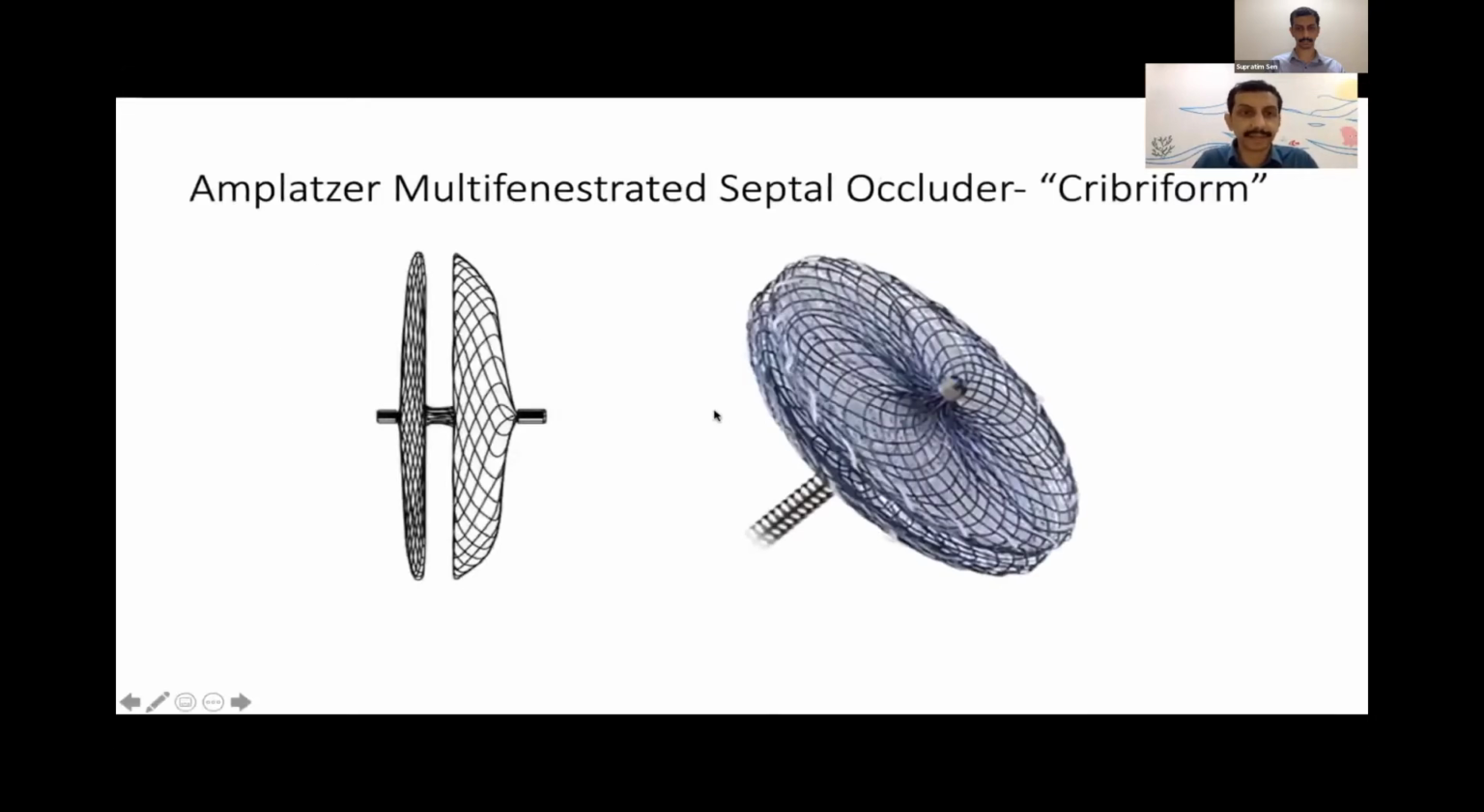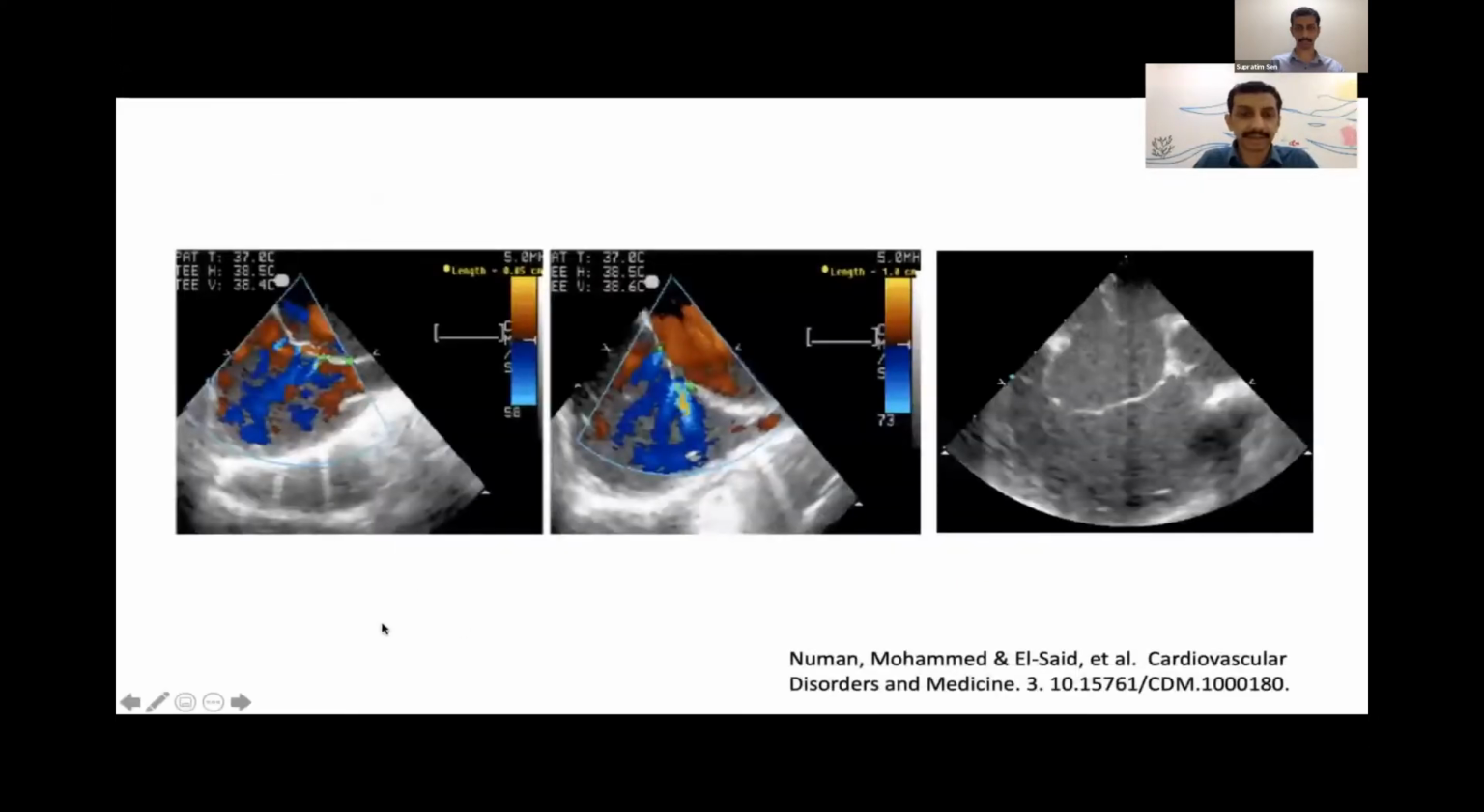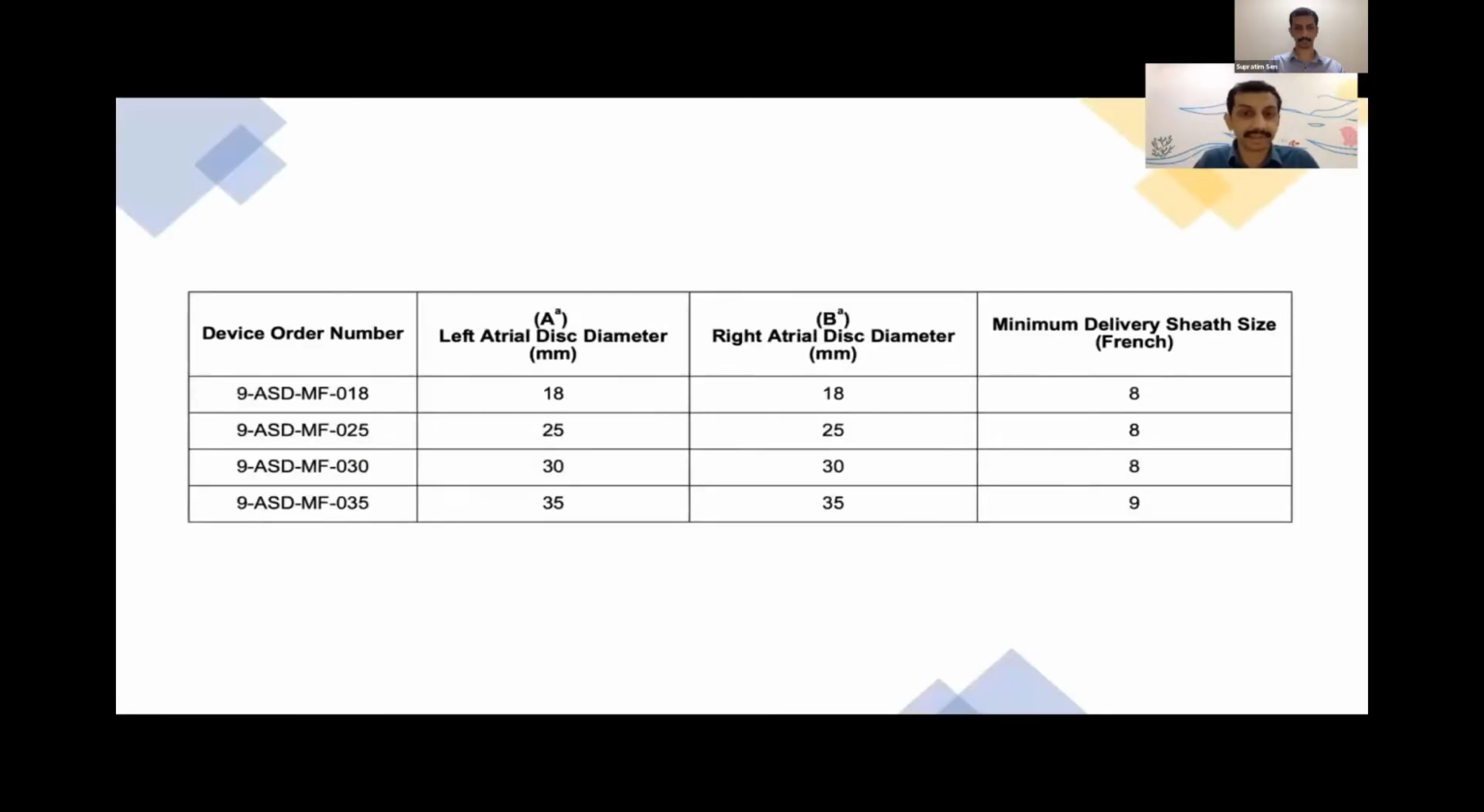So this device, the Oct multifenestrated septal occluder, is a device with a small central waist and 2 equally sized left atrial and right atrial discs. And this is the ideal case for this device, where you have multiple small fenestrations, sometimes with or without an atrial septal aneurysm, where this device will have a good result. So 4 sizes are available: 18 millimeters, 25 millimeters, 30 and 35 millimeters. And the naming is with the size of the discs. The delivery sheath size required is 8 or 9 French.